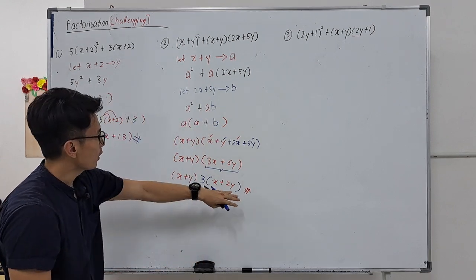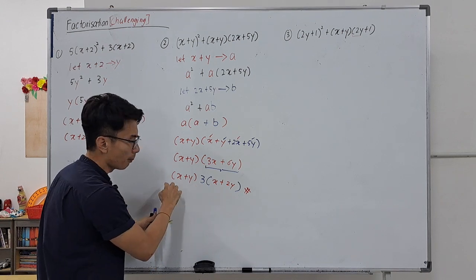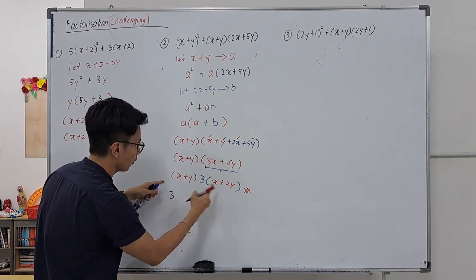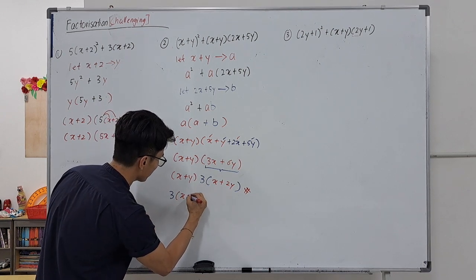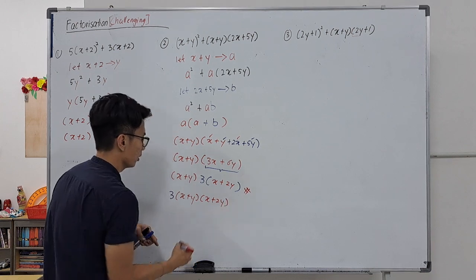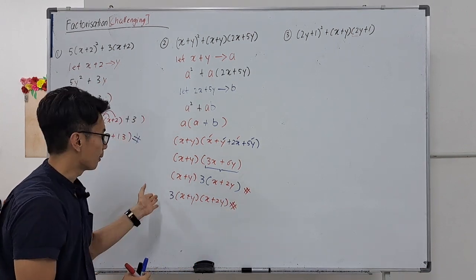But I'm not happy with how I write this answer. I just prefer to write the numbers in front. So I'm going to do this 3, and then I'm going to follow up with my brackets. x plus y, x plus 2y. Okay? This is a nicer way to write my answer. Put your numbers in front.